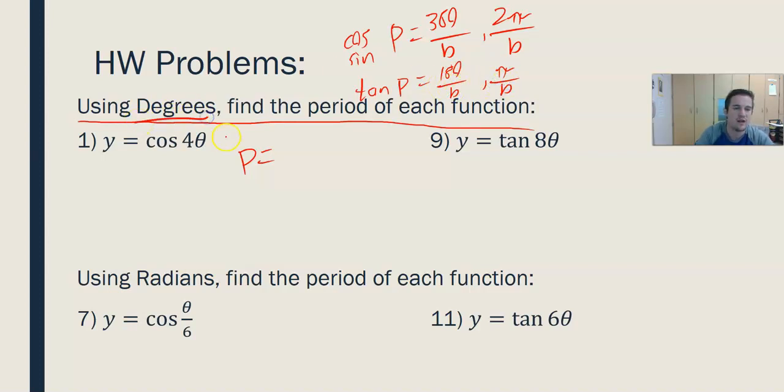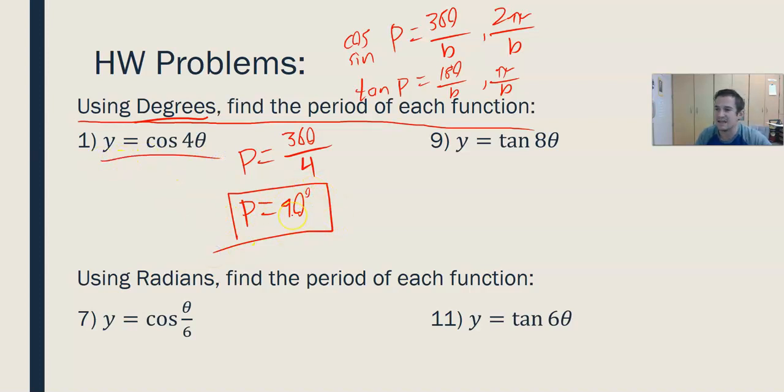So for degrees, my period of this cosine function is going to be 360 degrees divided by 4, because b is equal to 4. Well, 360 degrees divided by 4 is 90 degrees. So my new period for this function would be 90 degrees. It takes only 90 degrees for that function to complete one full cycle. Okay, and that was homework problem number 1.